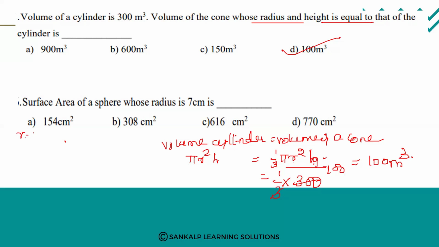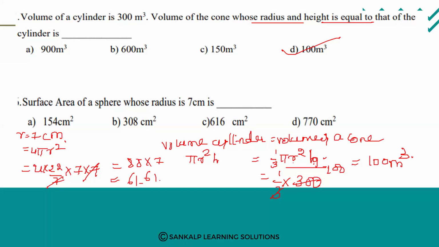Next, the surface area of the sphere whose radius is 7 centimeter. The surface area of the sphere is 4 pi r square, right? Then 4 into 22 divided by 7 into 7 into 7, so one 7 and one 7 will get cancelled. 22 into 4 is 88. 88 into 7 we need to calculate, that is 616.